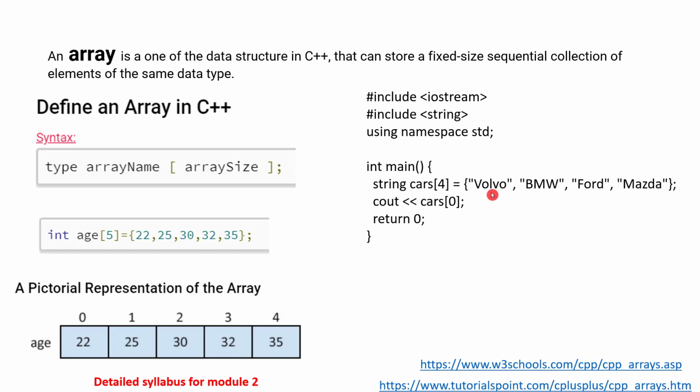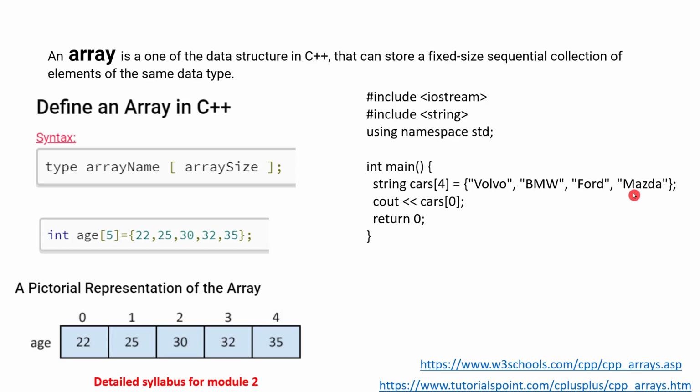So this is how the program will look like. Hash include input output stream, hash include string, because you are going to add some string values into this one. So you have two header files here. Please note header file 1, header file 2, using namespace std, integer main. So this is the main program. String cars. So string is a type, because we are going to add words, not numbers, and cars is the array name. You have four inputs equal to, in curly brackets, Volvo, BMW, Ford, and Mazda.